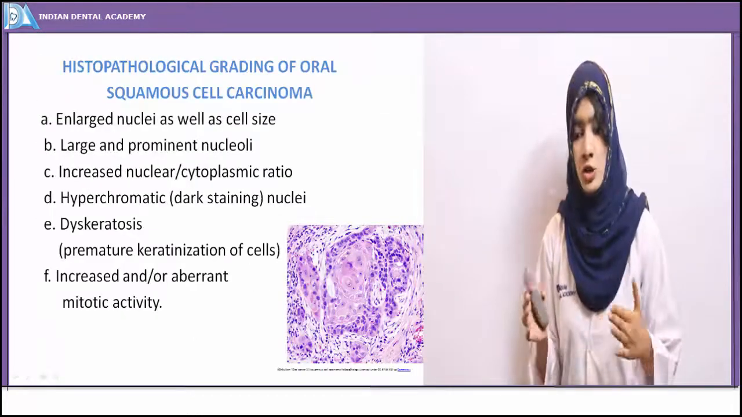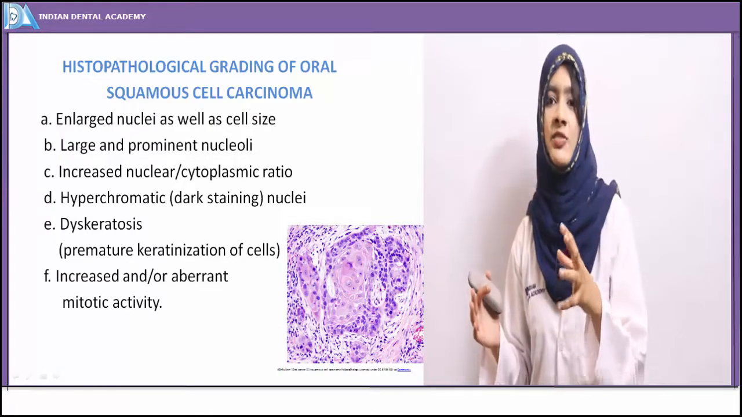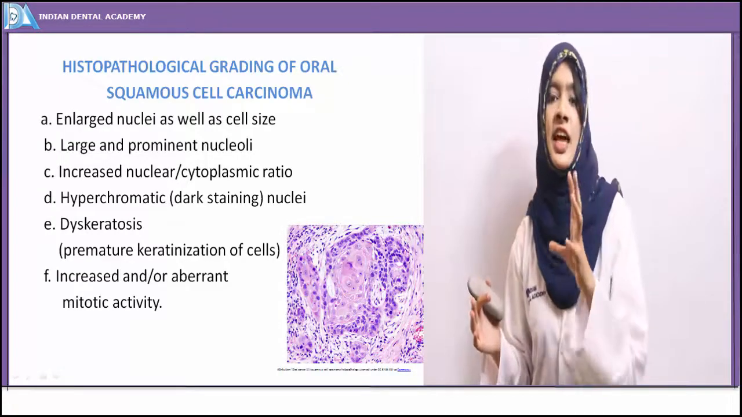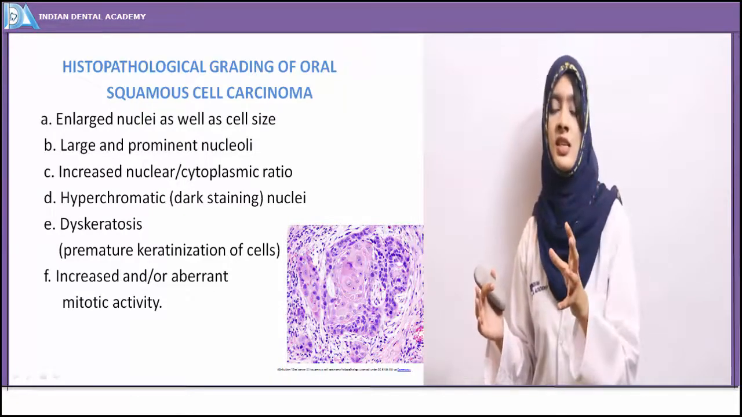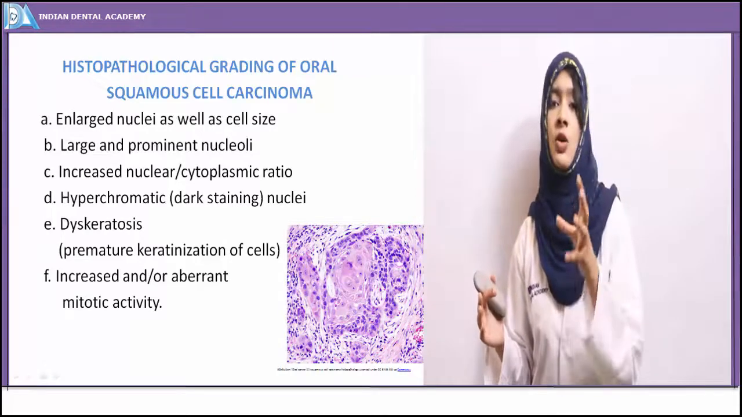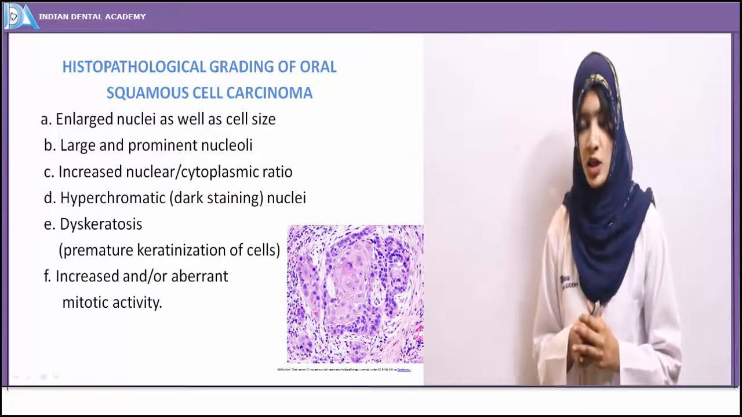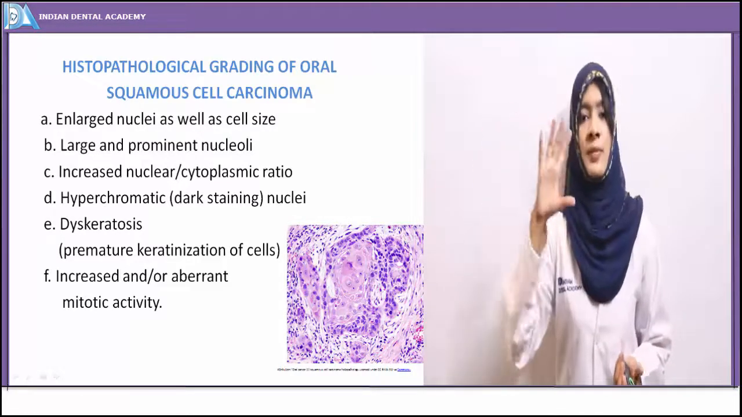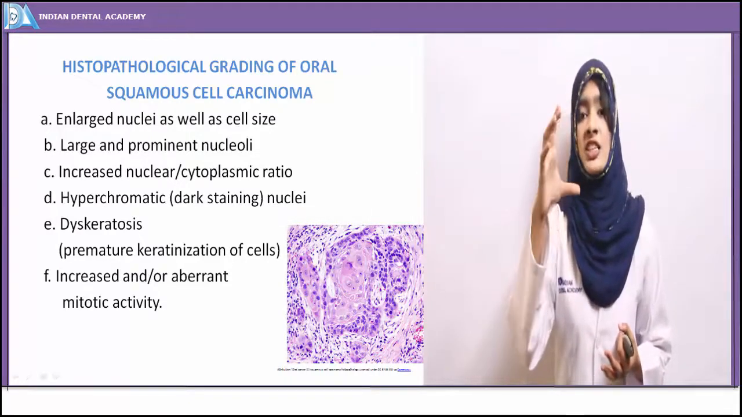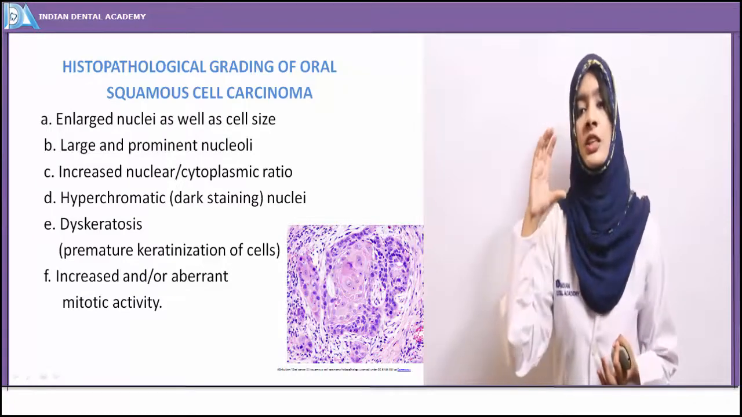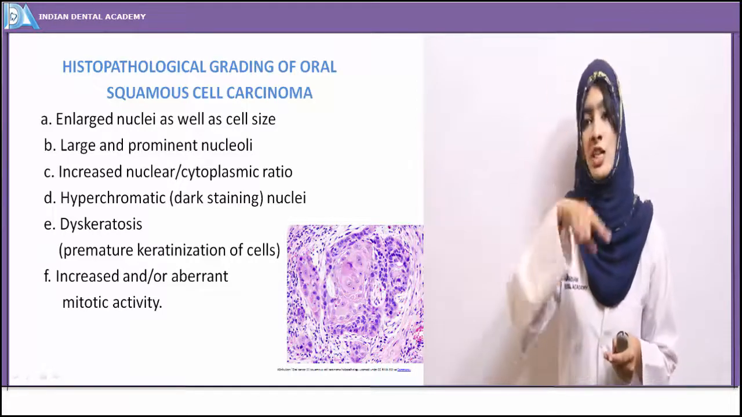Okay, so these were the classifications of squamous cell carcinoma or any epithelial malignancy for that matter. You have to consider this TNM classification. Now we'll see the characteristic histopathologic features seen in squamous cell carcinoma, which is the commonest oral epithelial malignant neoplasm. The characteristic histologic feature is that the epithelium shows squamous cell differentiation, that is, deposition of keratin in the epithelial cells. The characteristic changes in the cells are enlarged nuclei, as well as increased cell size, and the presence of large and prominent nucleoli.